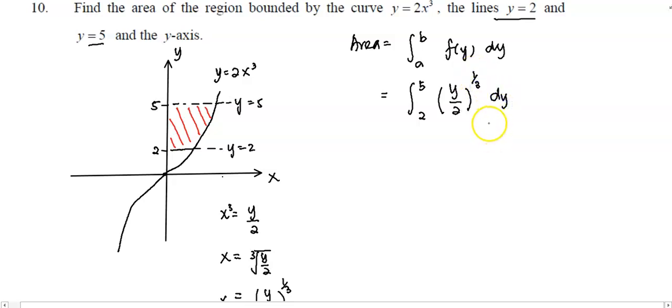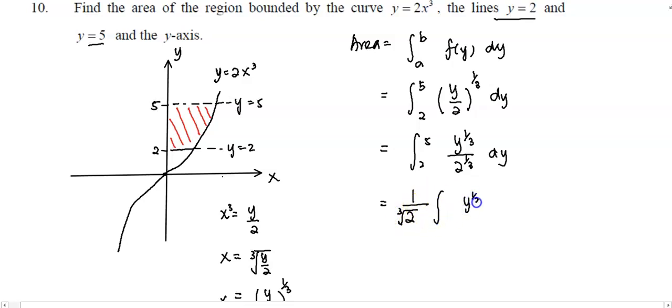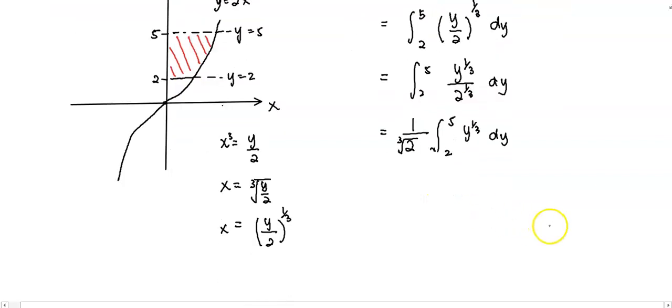Now we are going to integrate with respect to y. You have the coefficient. You can see that this is y to the power of 1 over 3, and down here you get 2 to the power of 1 over 3. So 2 to the power of 1 over 3, you can take it out if you want. That is 1 over the cube root of 2. And integrate y to the power of 1 over 3 with respect to y from 2 to 5. Now we start to integrate, and the coefficient always remains outside.